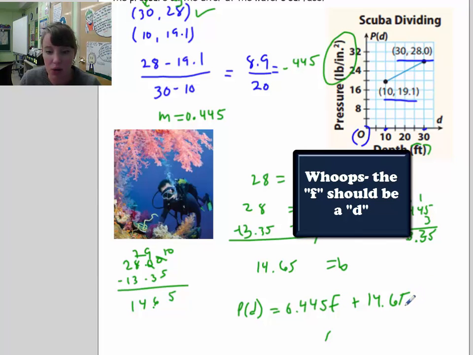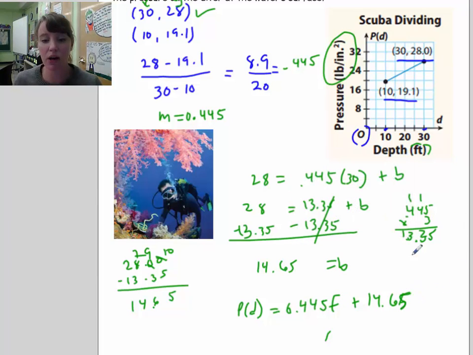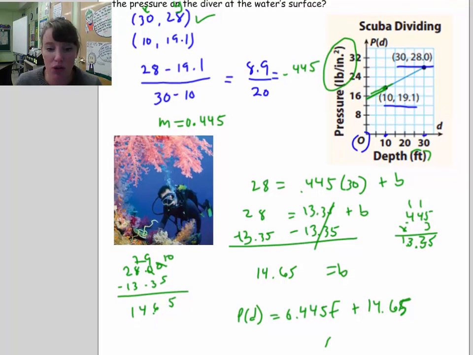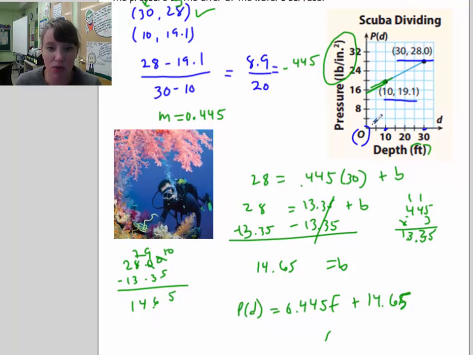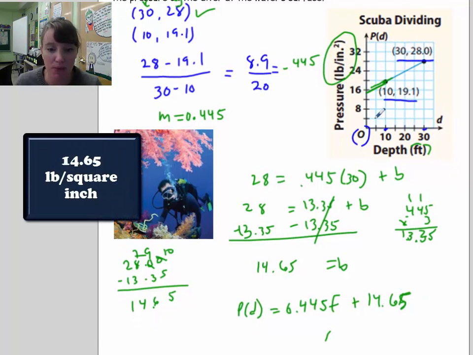14.65. So in other words, the initial value here is 14.65, and if we extend this line so it reaches the y-axis, we would see that it would hit about here, which is 14.65. So to answer the question, what is the original pressure at the water surface? It would be 14.65 pounds per square inch. And this is the equation right here.